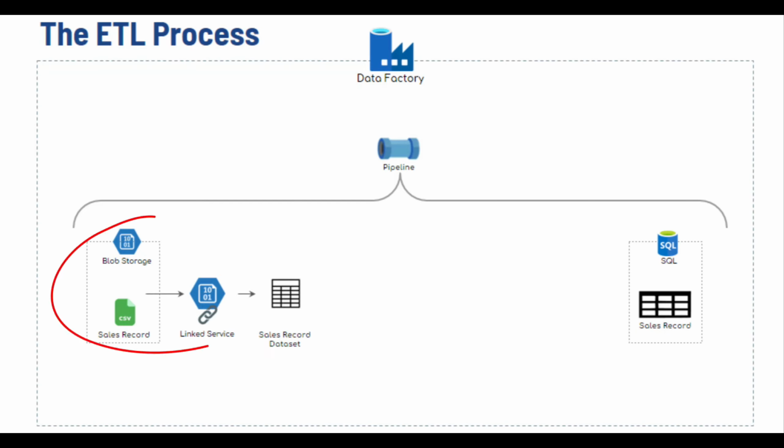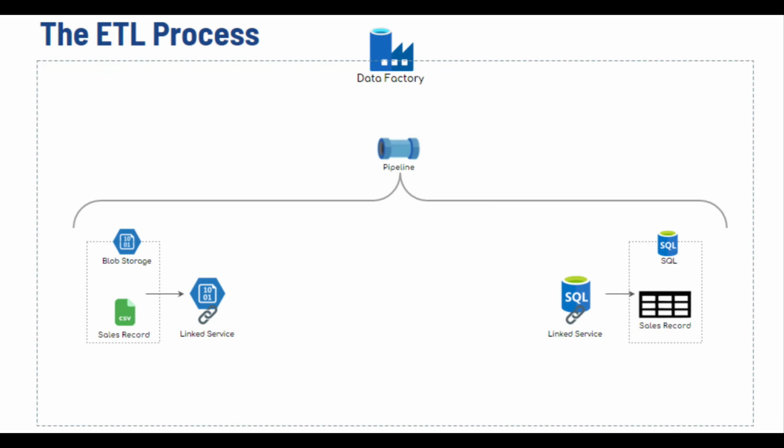First, we create a linked service for the blob storage using which you can access the CSV file inside the blob storage. The CSV file will produce the source dataset, which is a named view of data that simply points to or references the data you want to use in your activities as inputs.